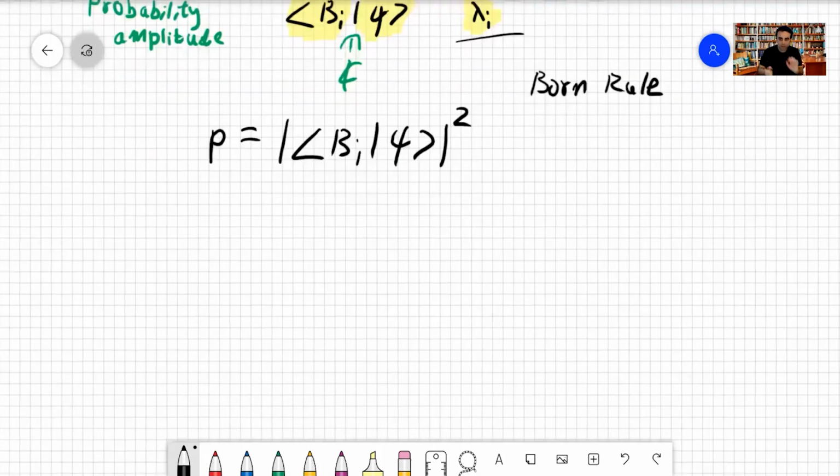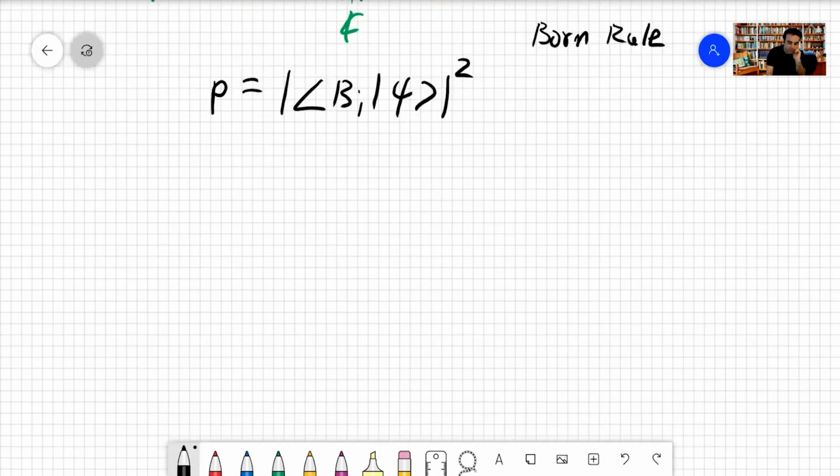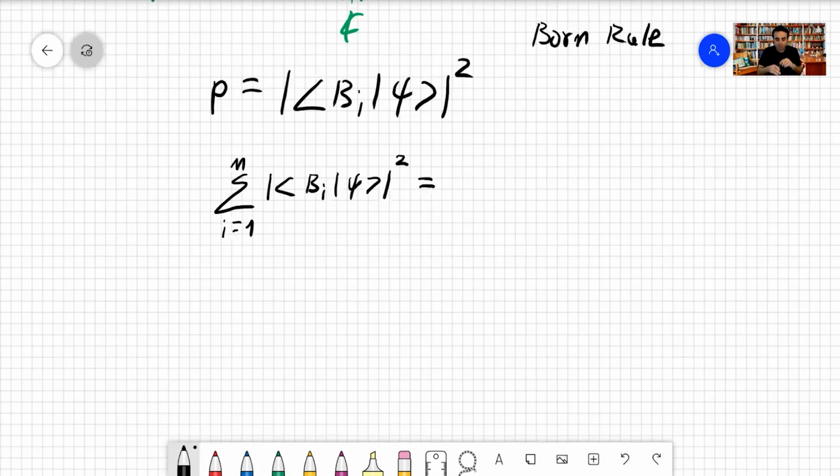So let's prove that that is the case. I have a sum over i from 1 to n of the probability, or what I claim to be a probability, to measure the outcome given by the eigenvalue λ_i of the eigenstate b_i. From the definition of the magnitude squared, we know that the magnitude squared of a complex number is just the number times its complex conjugate, right? So |z|² is just z conjugate times z. We talked about this two lectures ago.